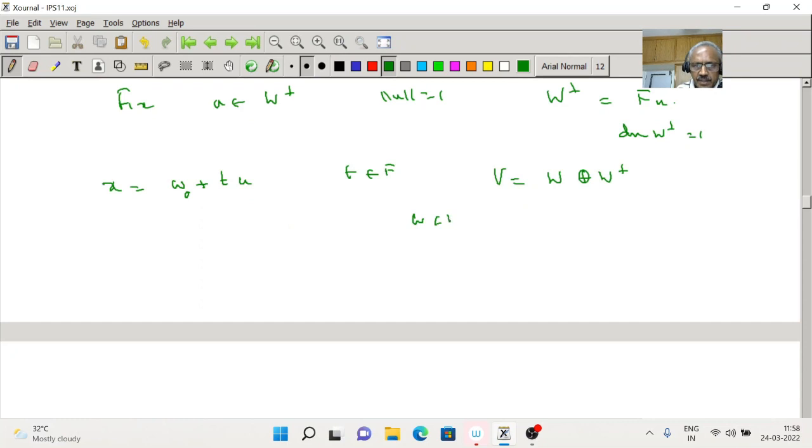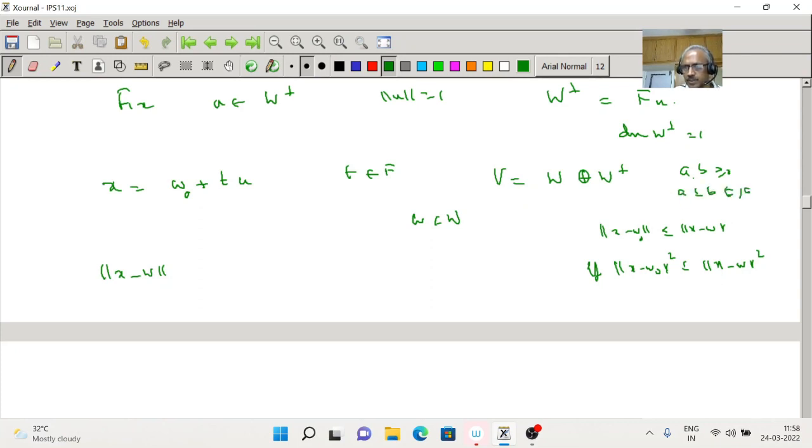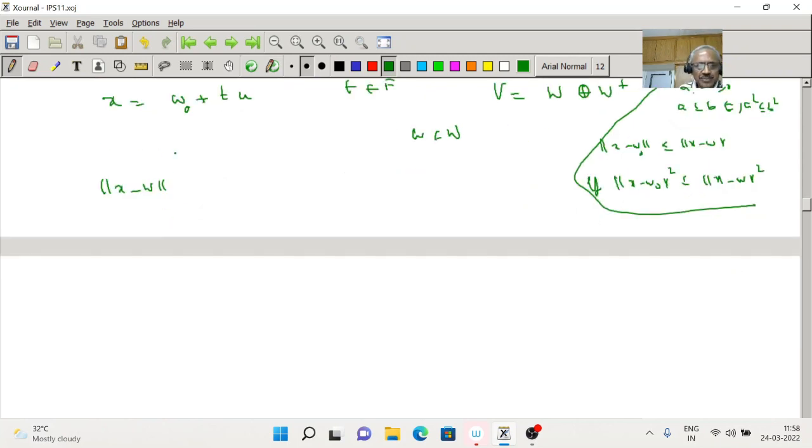Let w be anything in W. Now let us look at the norm of x minus w. And remember, in the inner product space, what did I say? Whenever I deal with norm, it's always easier to deal with norm squared and use the inner product. Remember, norm of x minus w naught is less than or equal to norm of x minus w if and only if norm of x minus w naught squared is less than or equal to norm of x minus w squared. That is, if a and b are non-negative, then a is less than or equal to b if and only if a squared is less than or equal to b squared. How many times I have used it? Right. So let us look at norm of x minus w squared.